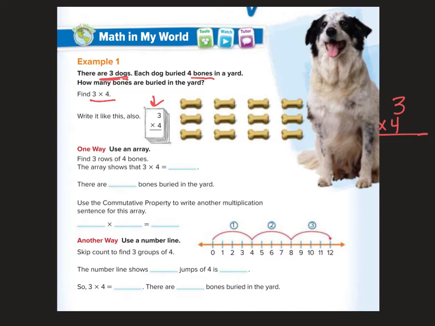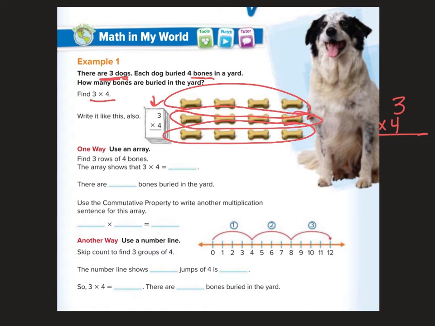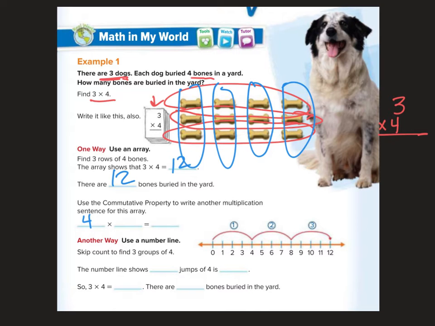So our first way we can look at it is using an array of 3 times 4. So really, I could count 3 4s. 4, 8, 12. Or I could choose to count 3s if I really like counting 3s. 3, 6, 9, 12. Either way, I get 12. So 3 times 4 is 12. There are 12 bones buried in the yard. If I use the commutative property, another way to write this multiplication sentence would be instead of 3 times 4, I could say 4 times 3. And that would get me to 12.